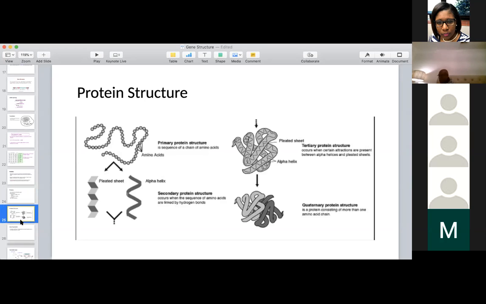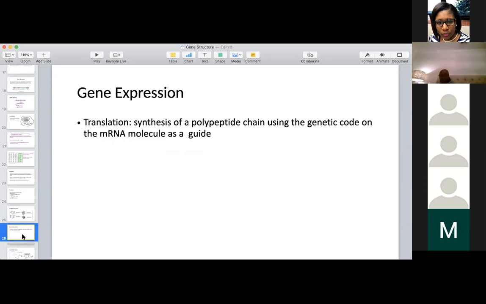This is just a reminder of the different options for protein structures that we've already talked about. But gene expression here is the key for regulating biological function. Translation is the synthesis of a polypeptide chain using the genetic code on a messenger RNA molecule as a guide. So that messenger RNA that we showed you earlier is a necessary intermediate that has to be made in order for protein synthesis to take place.